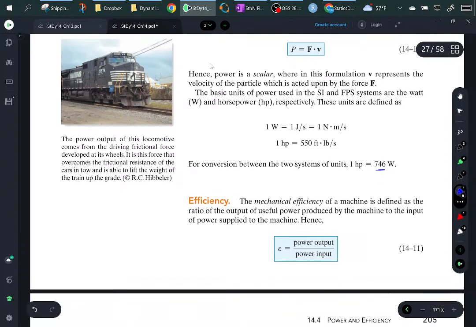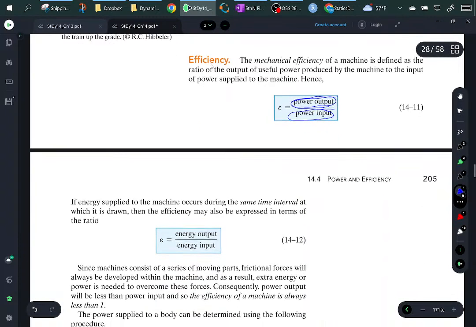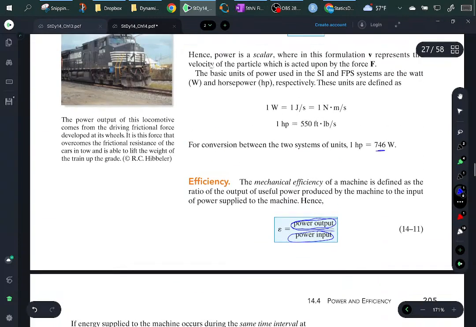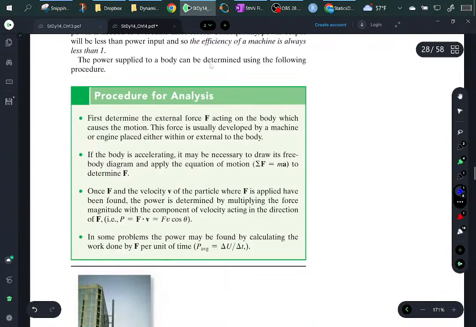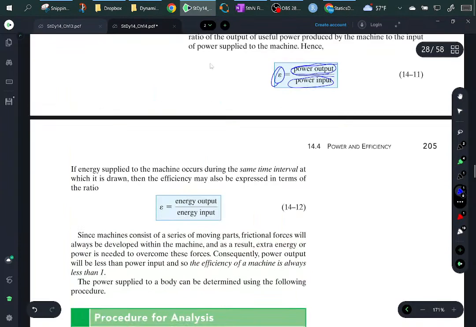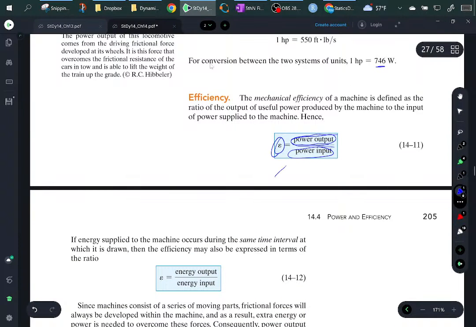Now, your efficiency: if there's friction, for example, in a system, and legitimately there always is, then you're not going to get out what you put in. You're going to get out a little bit less. And so he has this symbol. It looks like an epsilon to me. That's the efficiency. Now he does come down here and say power, and comes down here and says energy over energy. That's okay because it's the same time interval, and so you're getting away with that.